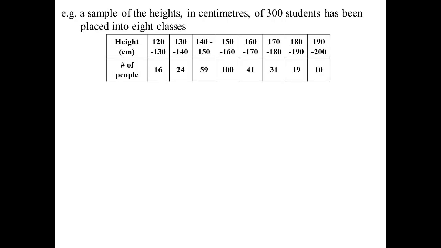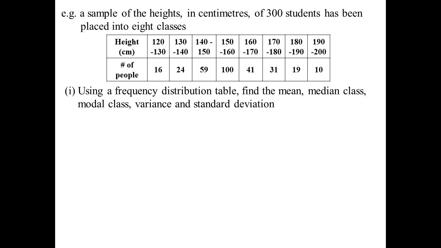All right, here's an example. We've surveyed 300 students and we've found their heights. And we're going to place those heights into 8 classes. And we're going from 120 centimetres all the way up to 200 centimetres. And you can see how many fall into the different classes. So the first question, using a frequency distribution table, we're going to find the mean, the median class, so it won't actually be the median, but the median class, same with the modal class, our variance, and our standard deviation.